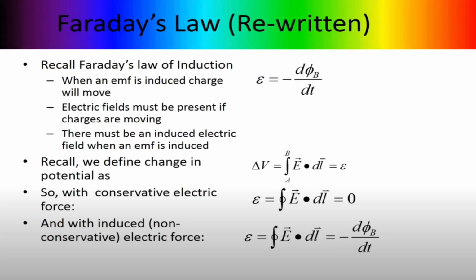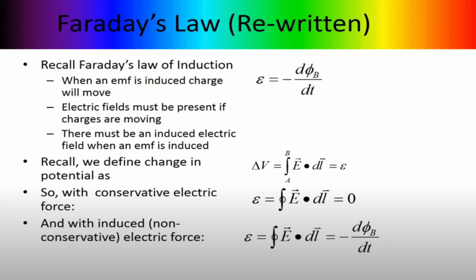Up until now, our form of Faraday's law has had induced EMF on the left-hand side, changing magnetic flux on the right-hand side. Recall that when we define the electric potential, we said that delta V is equal to the integral from A to B of E dot dl. So this is a statement of work per unit charge, which is force times distance per unit charge. Since the electric force is a conservative one, the work done by it is conservative also. So if we integrate around a closed path, we're returning to our original position, and the net work done should equal 0.